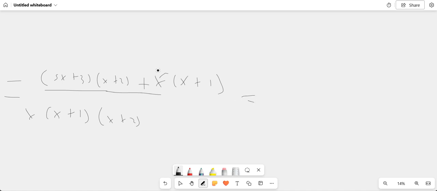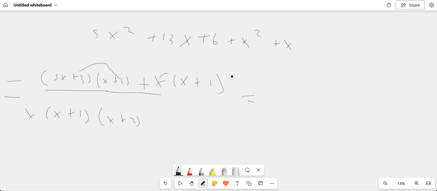Now, I'm going to expand the top up here to show you. So 5x times x is going to become 5x squared. 3 times x is 3x. 2 times 5x is 10x. So that's 3 plus 10, which is 13, so that's 13x. And then 3 times 2 is 6, so that's plus 6. And now, x times x is x squared, so plus x squared, and then plus x times 1, which is just x.